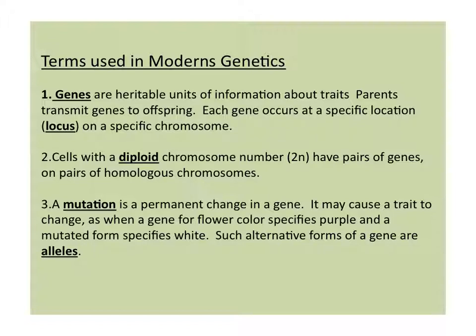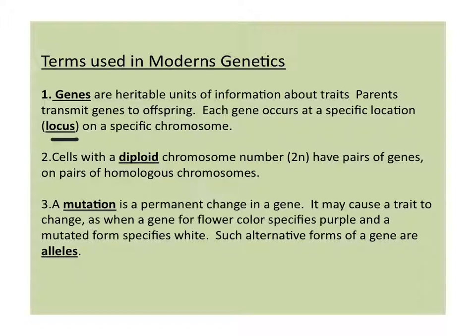Genes are what we call heritable units of information about traits, and parents transmit genes to offspring. The genes are located at specific locations on specific chromosomes. And we'll talk a little bit later about how human chromosomes have been mapped, and many of these genes are now able to be identified on which chromosome they're found and which place on that chromosome. Locus is the word for the location of those genes.